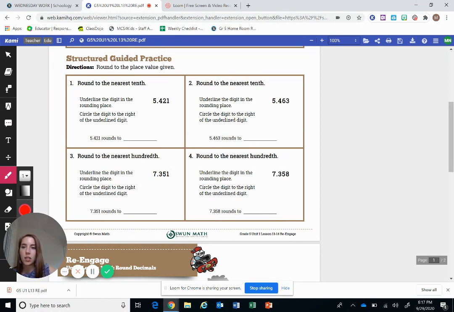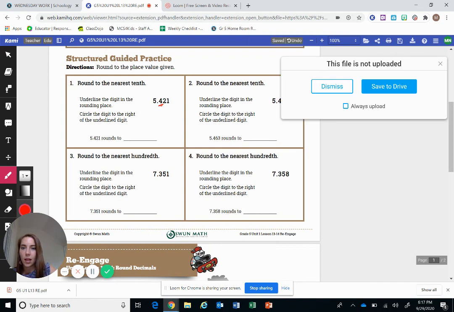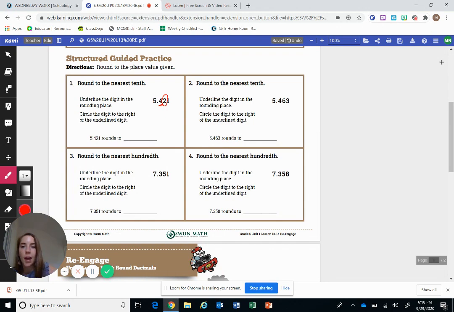First, we need to underline the digit in the rounding place. I know that the 4 is in the tenths place. Then I need to circle the number to the right. Sorry, that's a little sloppy. Circle the number to the right. And you know me, I like to draw my arrow. Okay. Is 2 less than 5 or greater than 5? 2 is less than 5, so my 4 is going to stay the same. It's not getting bigger because 2 is less than 5.